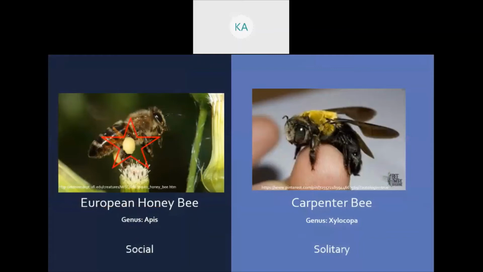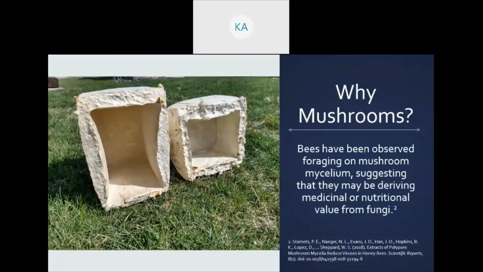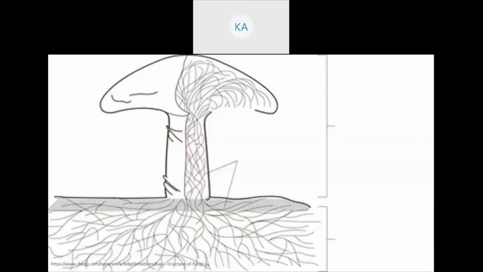So, you might be wondering, why mushrooms? It was actually Paul Stamets who first wrote about seeing bees foraging on mushroom mycelium, drinking exudates, or digestive juices that they excrete. This suggests that they may be getting medicinal or nutritional value from the fungus. The most recognizable part of a fungus is the mushroom, obviously. This top part is the fruiting body, or the mushroom. Not all fungi produce mushrooms, but the species we're using does.